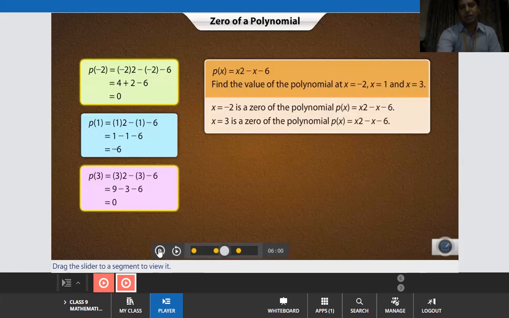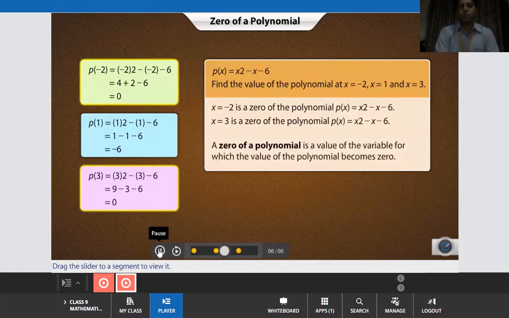Here we can see 3² is 9, -3 - 6, and -3 will become -9, and 9 minus 9 will become 0. So here we can define zero of a polynomial as the value of x at which the value of the polynomial becomes 0. A zero of a polynomial is a value of the variable for which the value of the polynomial becomes 0. Here's an easier way to look at it.